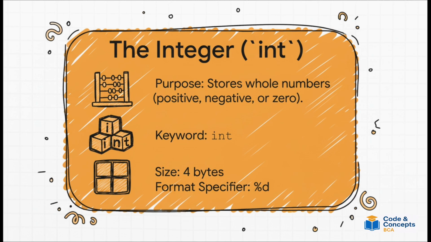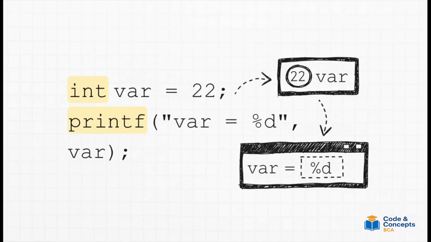And when you want to print it, you use %d. That %d is called a format specifier. Just think of it as a little placeholder that tells the print function, hey, an integer is going to go right here. And here it is in action.